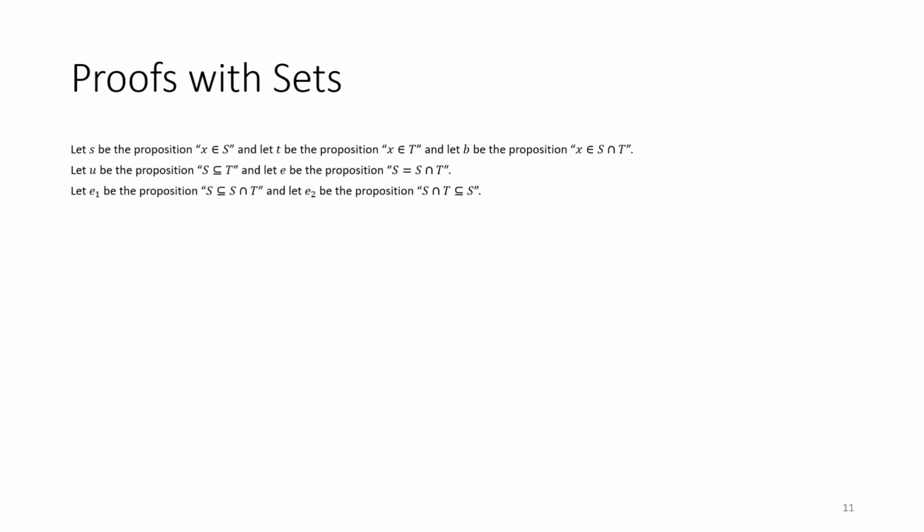Then we have a couple other propositions of importance. S is a subset of T, we'll call that one U. S is equal to S intersect T, that's really what we're trying to prove, or a logical combination of those two. And then remember, to prove the equality, we split it into the two subset propositions. So that's what I've got here as well. The E1 and E2 are the two subset propositions that we might need to prove.